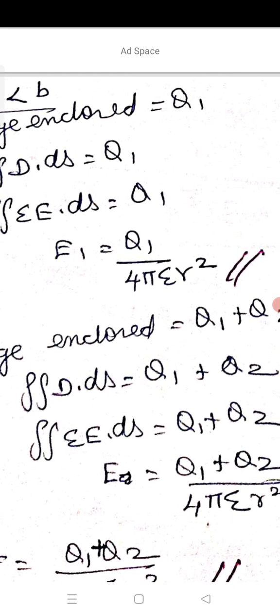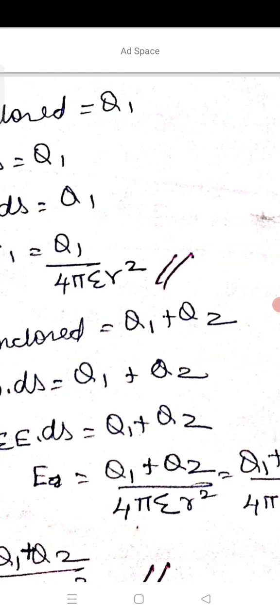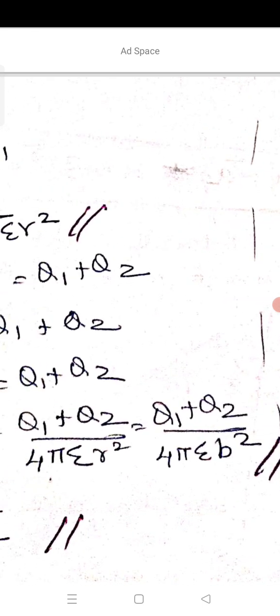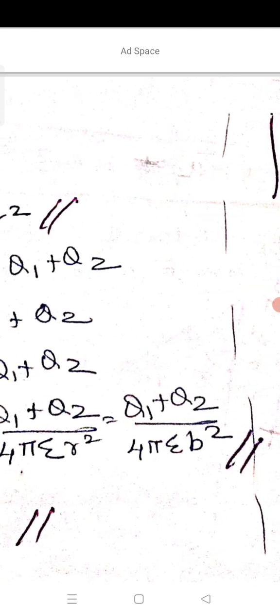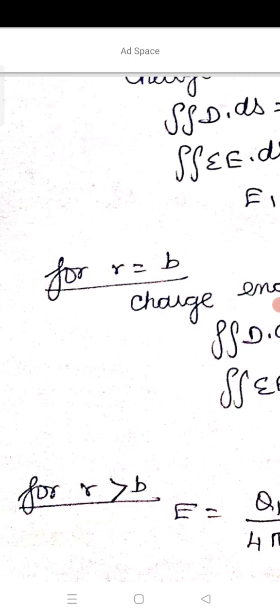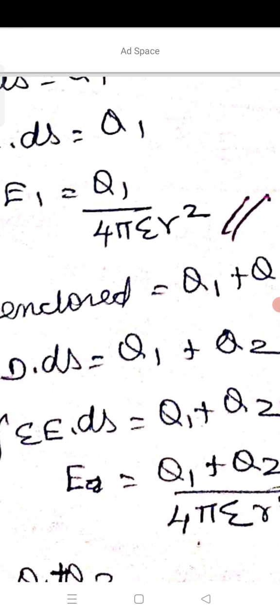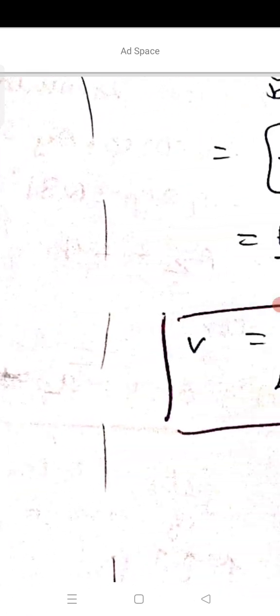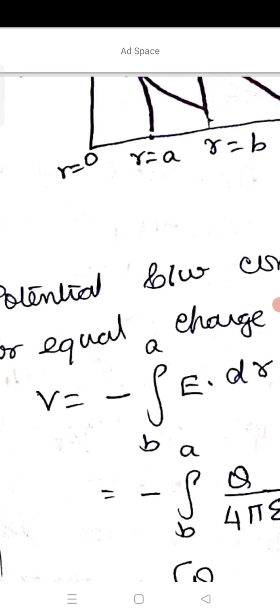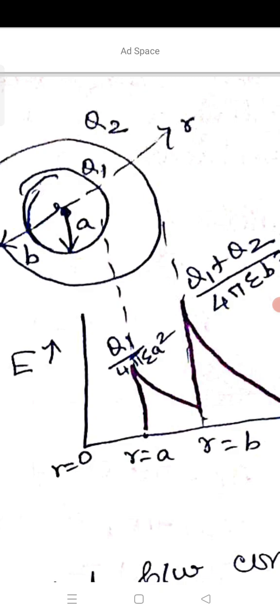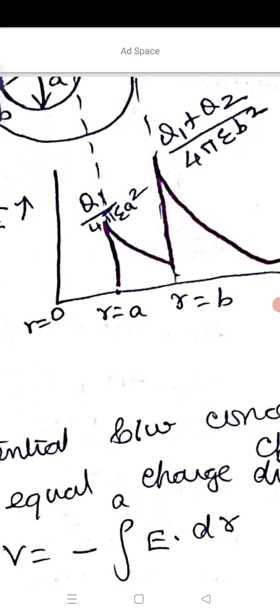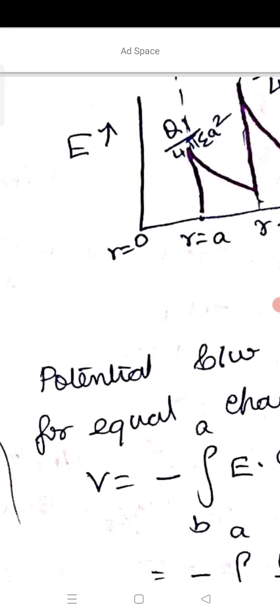For radius equal to b, the total charge enclosed will be q1 plus q2, so the electric field intensity is q1 plus q2 by 4 pi epsilon b squared. For radius greater than b, the electric field intensity is q1 plus q2 by 4 pi epsilon r squared. You have to draw the graph of electric field intensity for various radii and then find the potential.